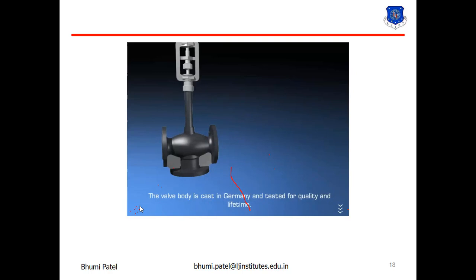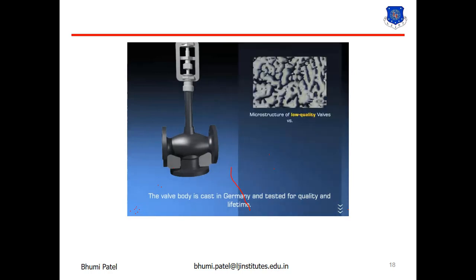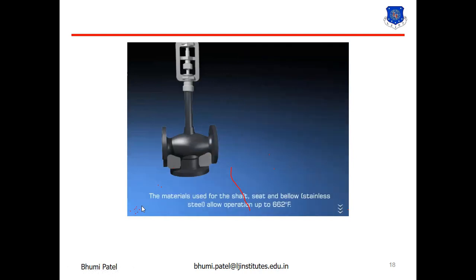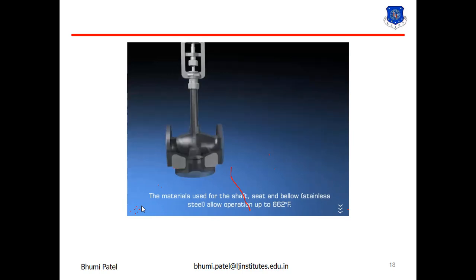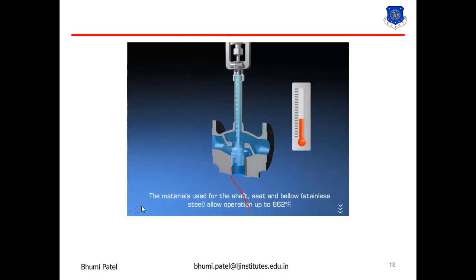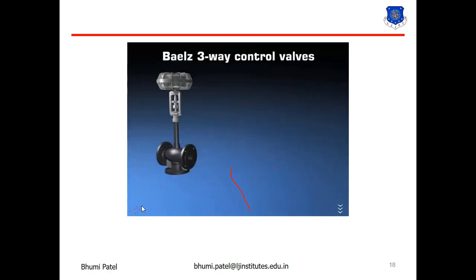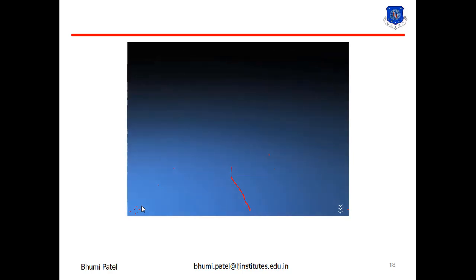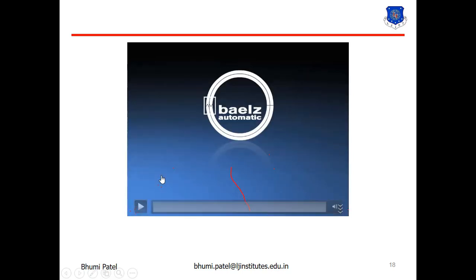Now the valve body is cast in Germany, and you can see the two pictures given on the right-hand side. This is the low quality valve versus this is the high quality three-way valve. It is also important for the three-way valve, and it operates up to 662 Fahrenheit temperature. So for the three-way control valve, the actuator design and difference depend upon the application of the system.